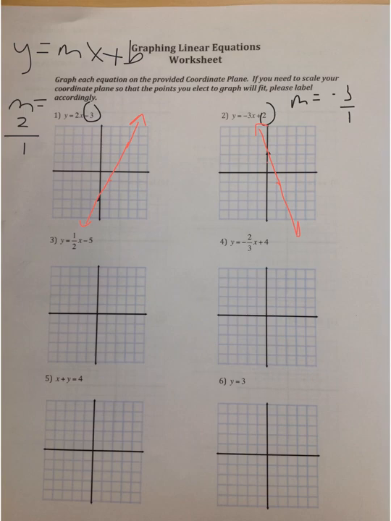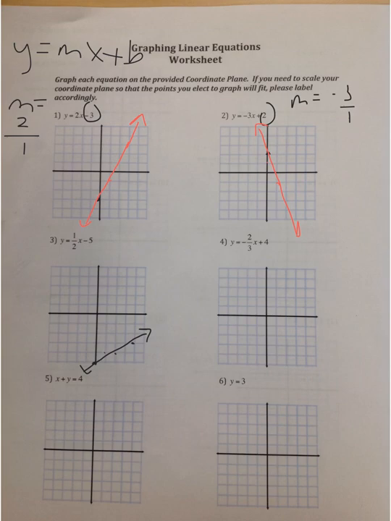1, 2, 3, 4, 5. I'm all the way down at the bottom. Up 1, over 2. Up 1, oops. That was not up 1 over 2, that was up 1 over 1. Up 1 over 2. Up 1 over 2. So this one here is way in the corner. That's not a very good line.